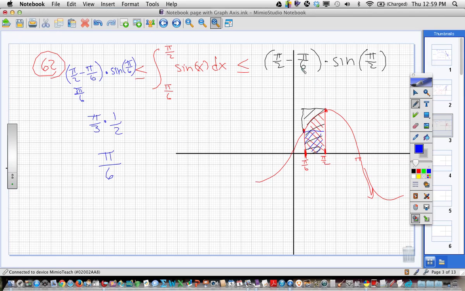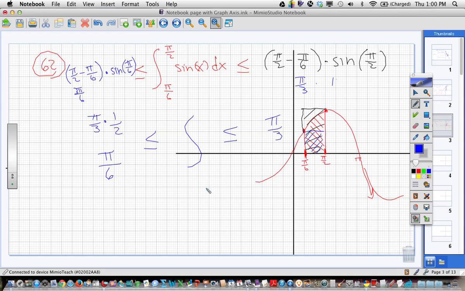And then over here, this would be pi/3, and we said this is times 1. So pi/3 times 1 is pi/3. So this integral is in between those two values. That's how we get it: the area of the blue rectangle, the area of the black rectangle, and that's where that goes. Okay? So we don't know how to find that area, but here's a way we could narrow it down.